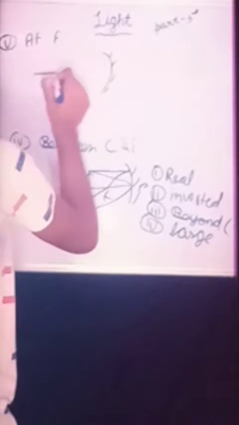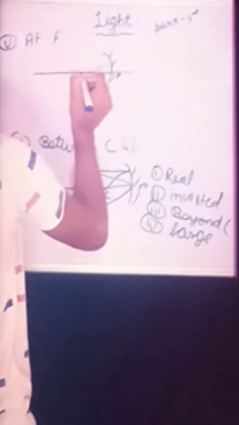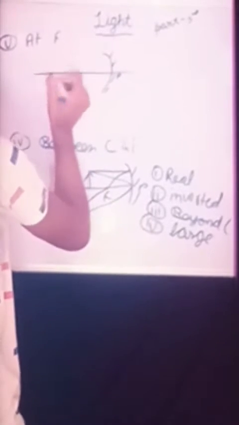This is a concave mirror. This is the principal axis. This is the pole of the mirror. This is the focus, and this is the center of curvature. Okay, we have to put the object at F. Then we see here, whenever a ray goes to the principal axis, then it passes through the principal focus. And when it passes through the pole of the mirror, then it also makes the angle I equal to angle R.